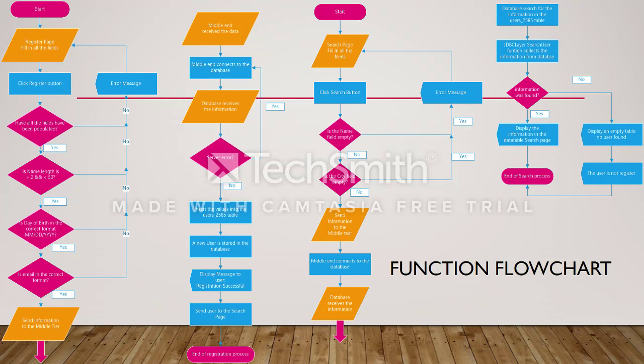Now let's look at the search page flowchart. The search page consists of two fields. The more details entered, the more accurate the search results. Once the search button is clicked, the data is compared to that which is stored in the middle tier, the database, and if any information matches, results will be displayed. If no data matches, a message will display stating no equivalent information exists.